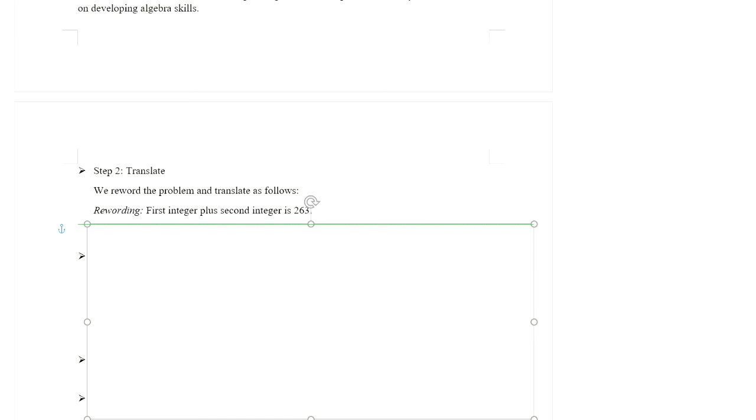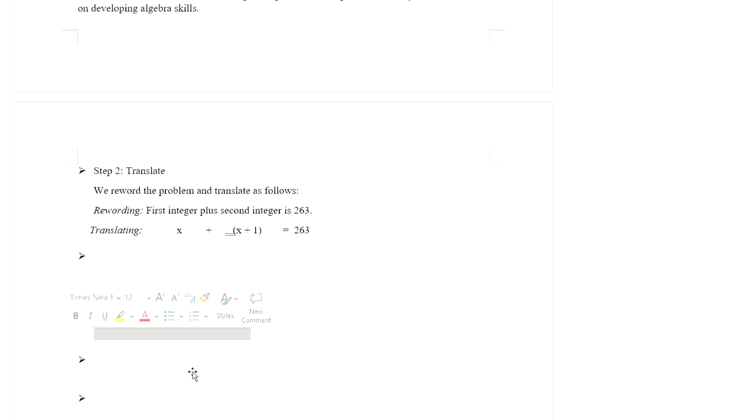Okay, now let's translate it. So our translation: x plus (x + 1) equals 263. You have noticed that we put x plus 1 in parentheses because that represents the second integer. We don't want to remove those and get confused within the two, or else your answer won't be the same as before.